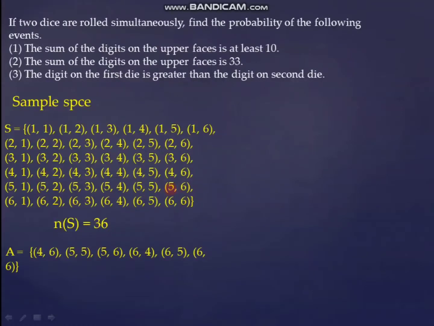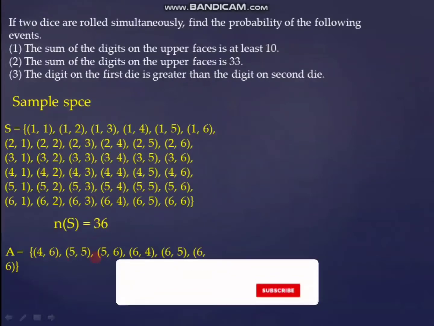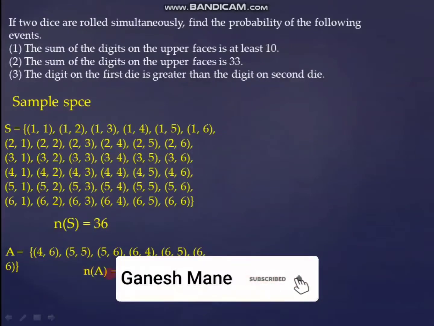Then we can have also 5 6 because 5 plus 6, that's 11. Then we have 6 4 again, as 6 plus 4, that's 10. We must have 6 5, that is 6 plus 5, that's 11. And the last point is 6 6, because the sum of 6 and 6 is 12. So these are the 6 sample points for which the sum of digits on the upper faces is at least 10. That means the sum may be 10 or 11 or 12. So such 6 sample points are there, therefore n of A is equal to 6.